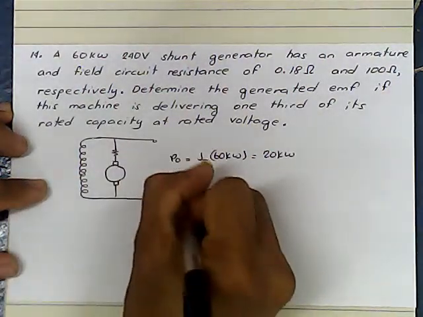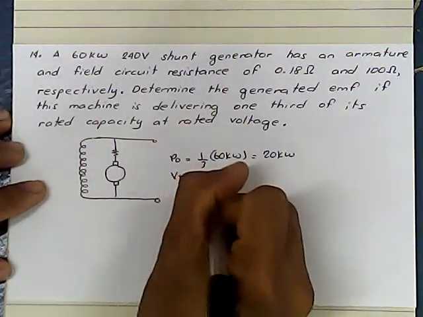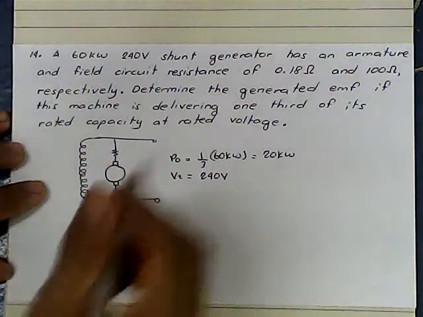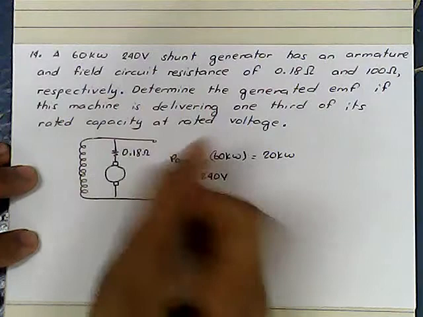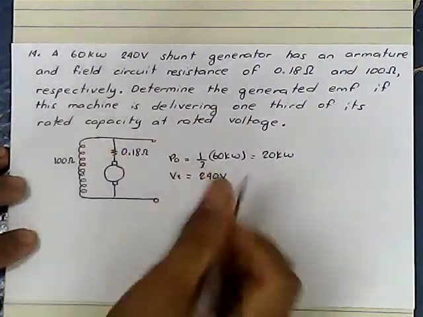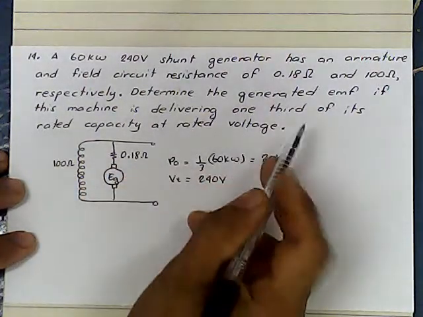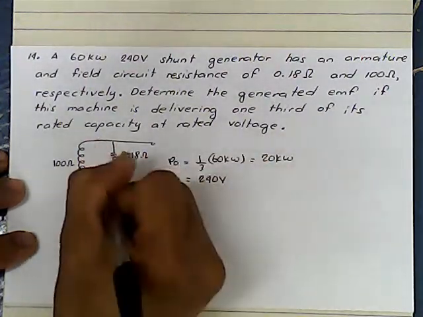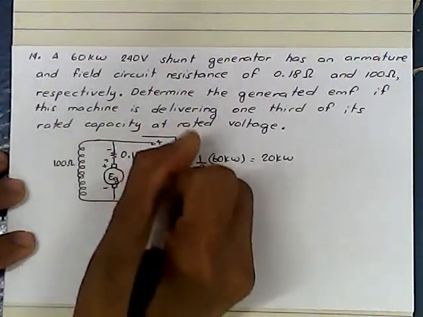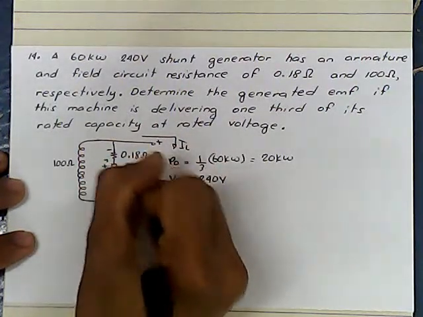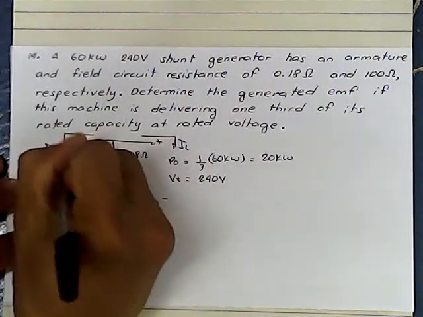kilowatts. Again, that terminal voltage pa rin natin is rated voltage, no? So that is 240 volts. Next, the armature circuit resistance is 0.18 ohm and 100 ohms po tayo dito sa RSH. So ang hinahanap po pa rin natin dito is the generated EMF. So let's establish the positive and the negative. Positive, negative. So, meron tayo ditong IL, andito yung ating IA, tapos nandito po yung ating ISH.